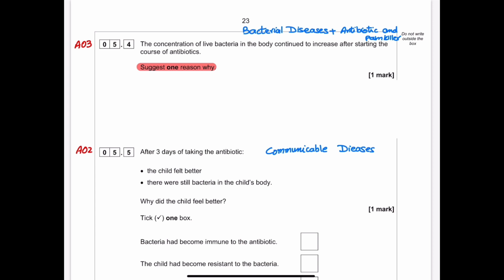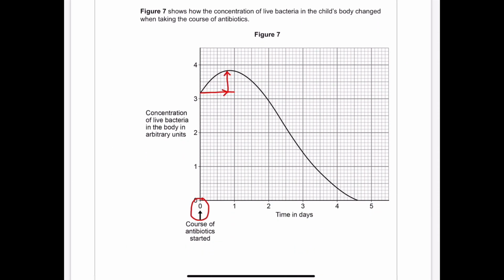We need to go back to our graph. We can see here in figure number 7, when the antibiotic was given, even then the concentration of bacteria is increasing. The reason can be that antibiotic takes certain time to reach every single bacteria in the body. Or the student can write the time delay is due to a few bacteria killed even the course has started, but it will take time to reach to every single bacteria in the body.